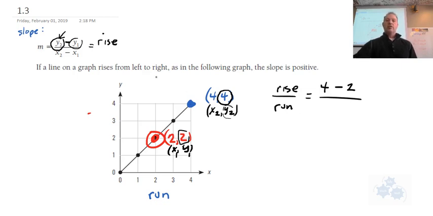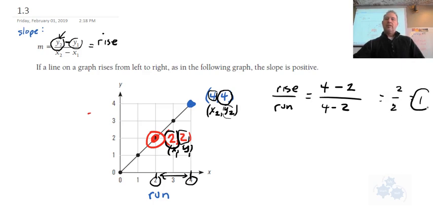The run is going to be the difference between the x values. So this x value and this x value. What's the difference there? Well, it's 4 minus 2. That's the difference, or x2 minus x1. So this is going to be 2 over 2, and we see that that simplifies to 1. Same thing we got before.